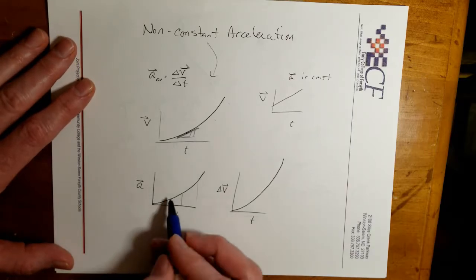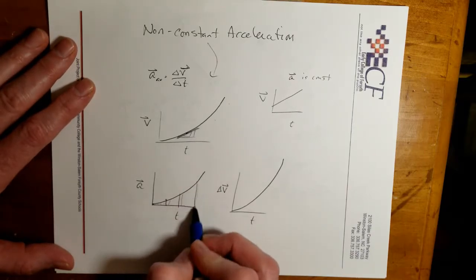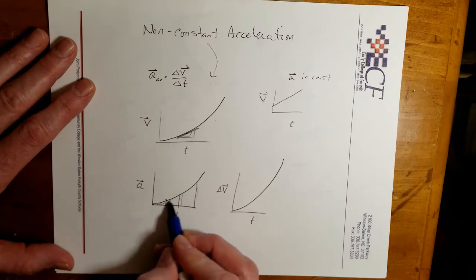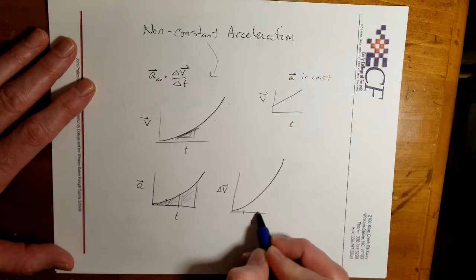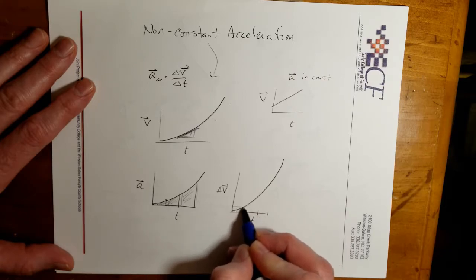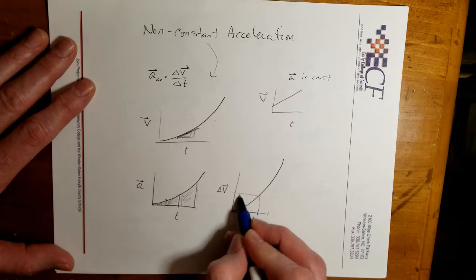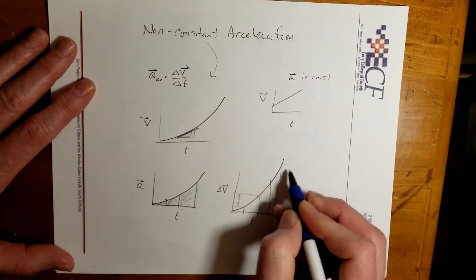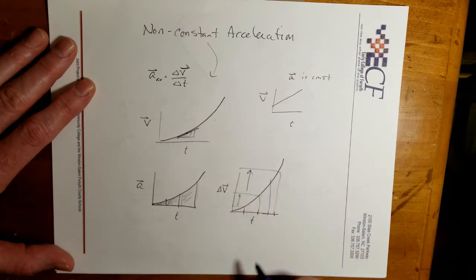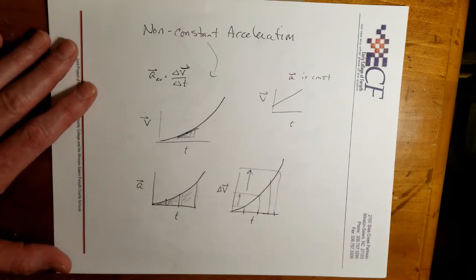So if these are even time increments, notice this area here is smaller and the area gets bigger as we go, and so the change in velocity for equal time increments is not much change, then you have more change, and then you have even more change, and it will continue to increase.